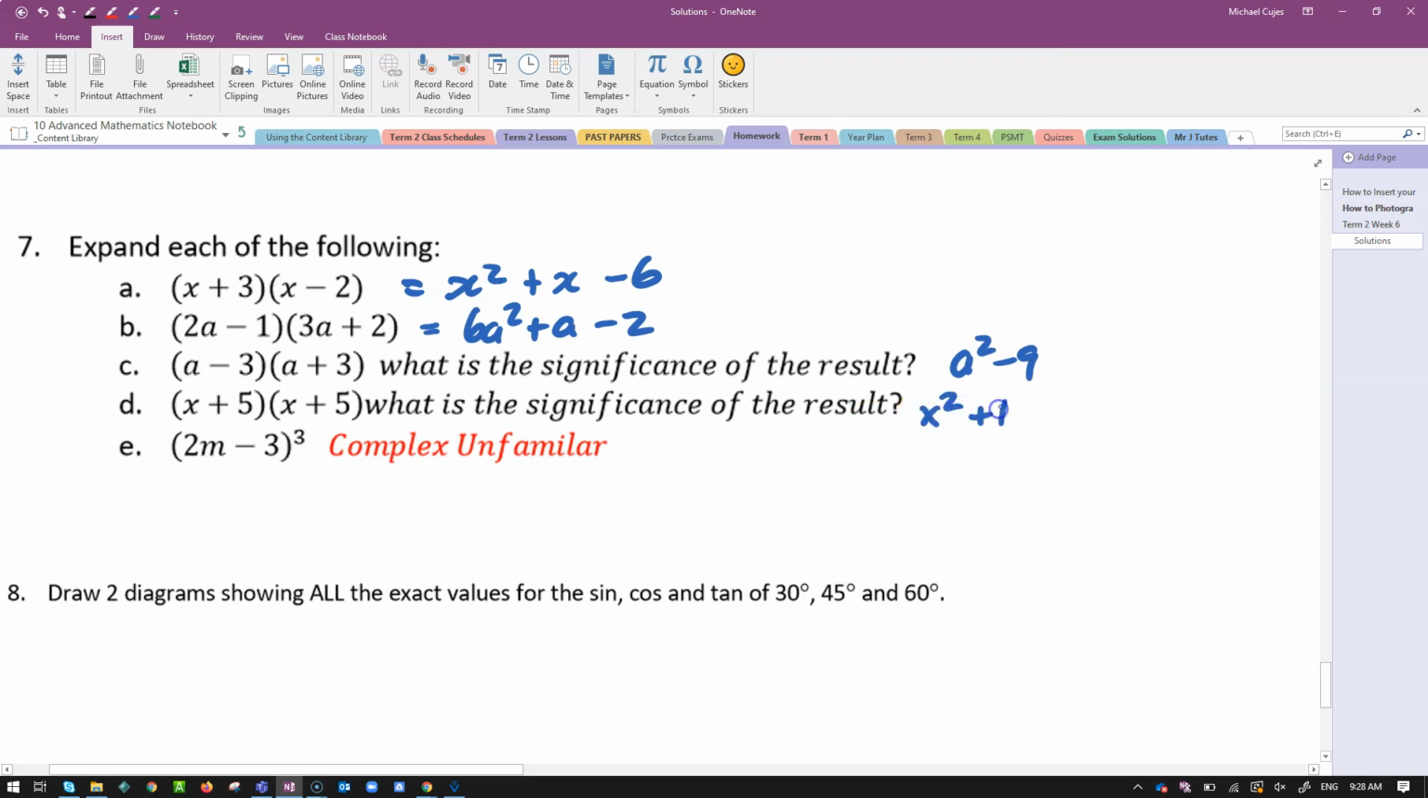x squared plus 10x plus 25. It's a perfect square. It's what we try to create when we are completing the square. This one here, that is not complex, unfamiliar. He's being far too generous there.